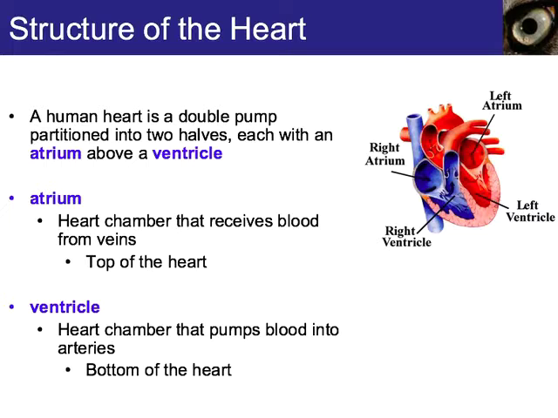The human heart is a double pump partitioned into two halves, each with an atrium above and a ventricle. So the atrium is always at the top and the ventricle is always at the bottom. The atrium is the heart chamber that receives blood from veins, or the top of the heart, and the ventricle is the heart chamber that pumps blood into the arteries, or the bottom of the heart. And the way you remember this is A comes before V, so I always remember atrium's above and ventricle is below.